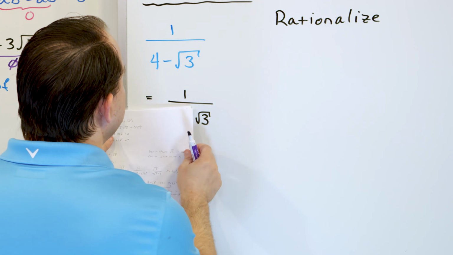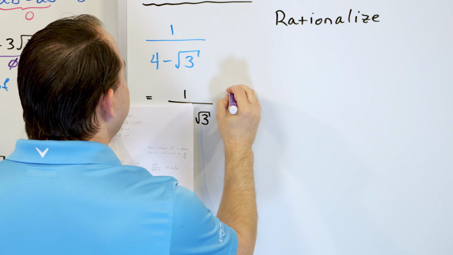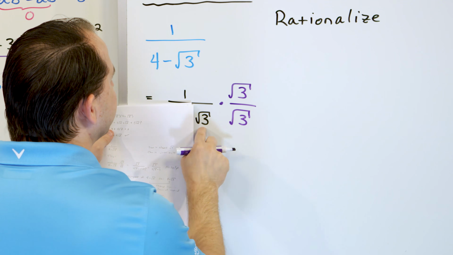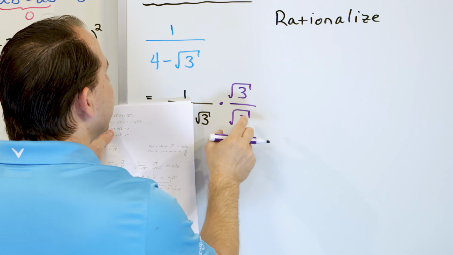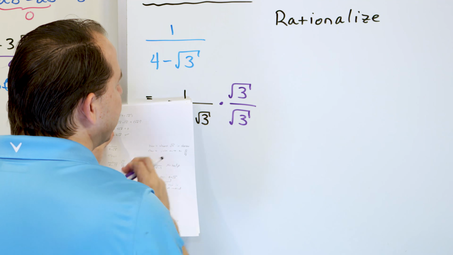I know that you remember that. And so if it were just 1 over the square root of 3, what we would have done in the past is just multiply by square root of 3 over square root of 3. Because remember, when you multiply these together, you'll get square root of 9. And you know what the square root of 9 is. That's just 3, so you get rid of those radicals.